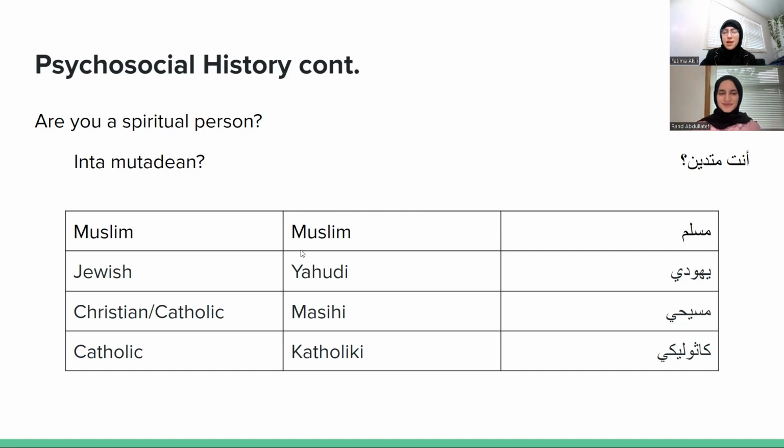So Muslim, it's the same way. So Muslim. Jewish is Yahudi. Christian or Catholic would be Masihi or Masihi, if that's an easier way for you to pronounce it. And Catholic would be Katholiki. So it sounds pretty similar to it, Katholiki.